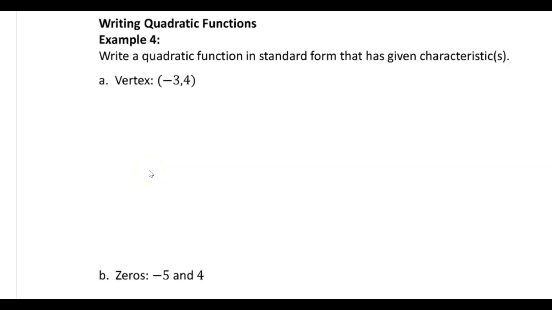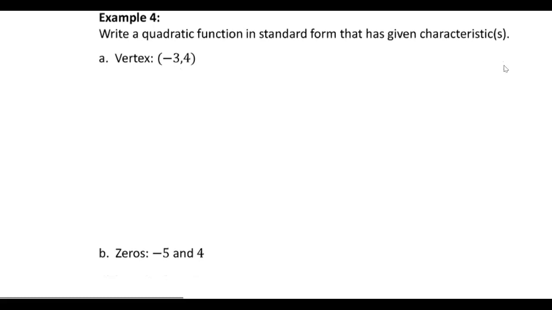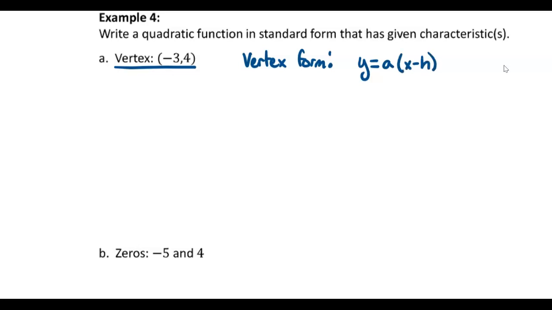This is Algebra 1, Section 8.5, Example 4. So this says that we are writing a quadratic function in standard form that has these given characteristics. So first, this one gives us a vertex. So we're going to start with vertex form. We're going to write that down first. We're starting with vertex form because they gave us a vertex. So it's y equals a times (x minus h) squared plus k.